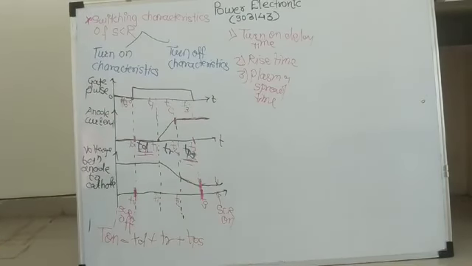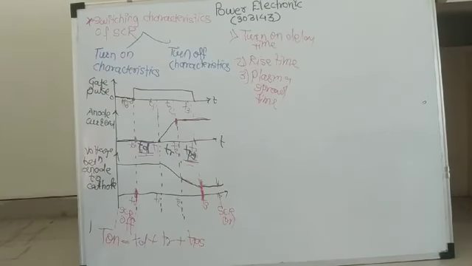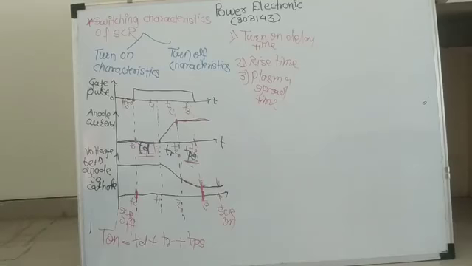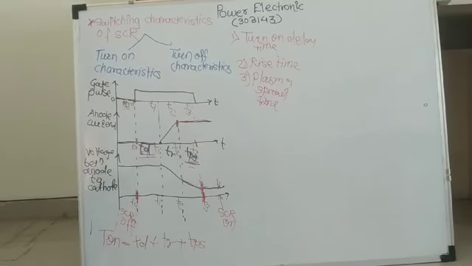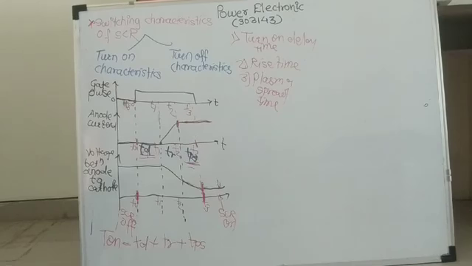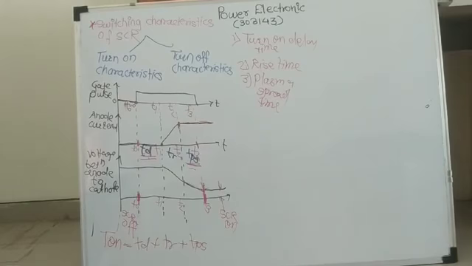And at the end of this plasma spread time, your voltage becomes very low, ideally it will be 0, practically having a very small value, and your current is very high, having a constant high value. Means anode current is high and voltage between anode to cathode is low. We can say that in this case your SCR goes completely into the on condition. This characteristic is called the turn on characteristics of SCR.